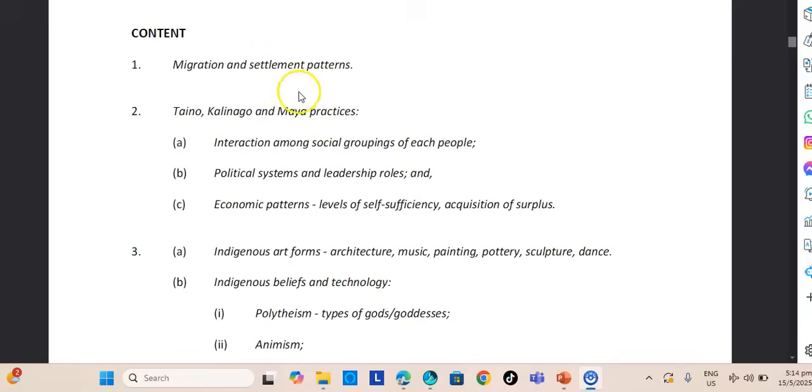Now we're going to look at the Maya: social interaction, political system, and leadership roles, and also their economic patterns. The Maya civilization flourished in modern-day Mexico, Belize, Guatemala, and Honduras. They had a complex and stratified society and an advanced political system, and they were highly productive when it comes to their economy. Now, what was the social interaction among the Maya?